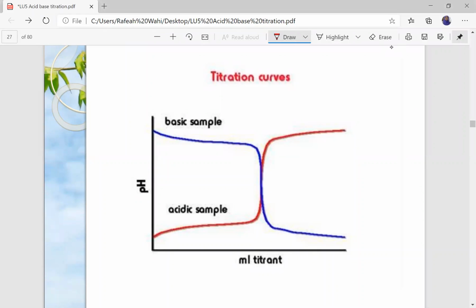So let's take a look at the titration curve. The blue line means you start with a basic sample and end with lower pH. And at the equivalence point, you can see the pH is 7. If you start with an acidic sample, you start with low pH and you end with high pH. And the equivalence point is still pH 7. So it doesn't matter if you start with an acidic or a basic sample, you still have a similar curve, but it is inverted.